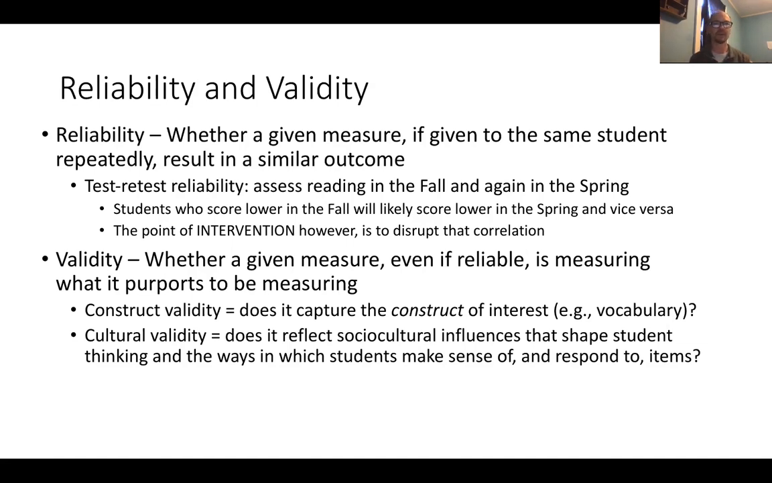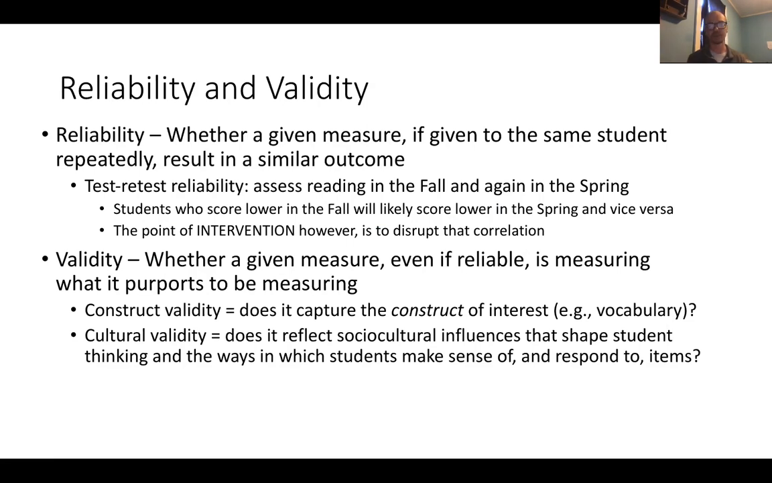So in some ways, that's a comforting thing about a test if it's reliable from test to retest. But on the other hand, the point of intervention is to disrupt the correlation, right? So if you implement a good reading intervention, for example, for a student who in the fall scored poorly in reading, then that correlation should be disrupted.